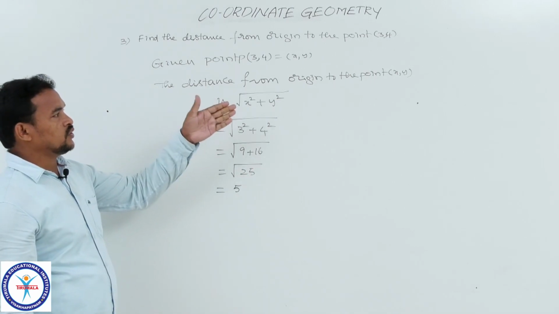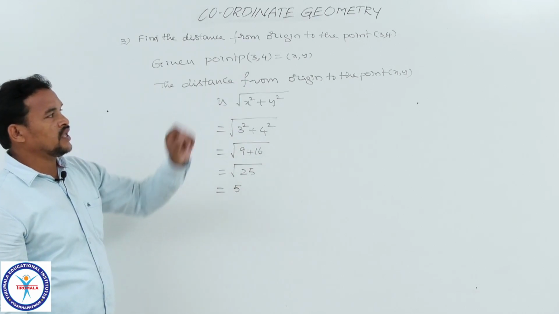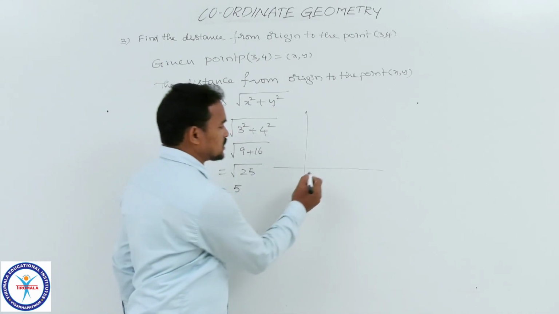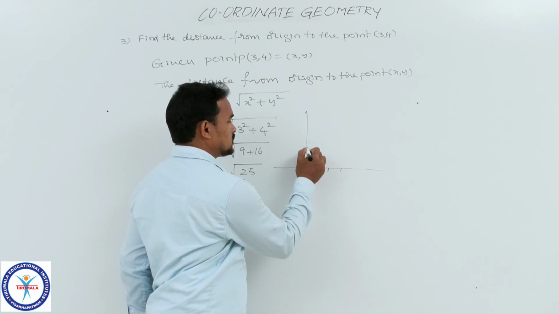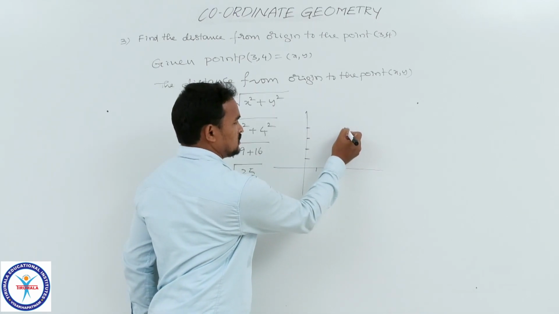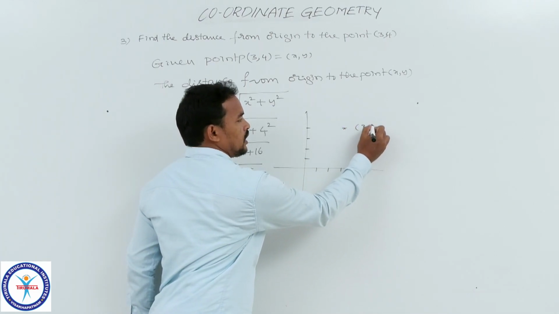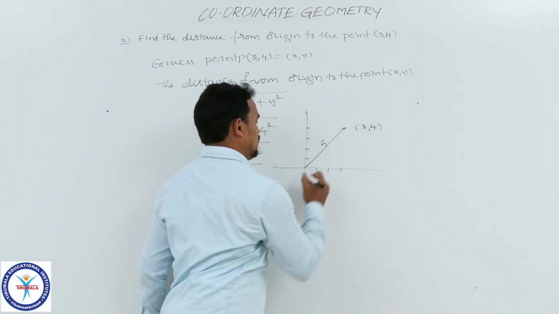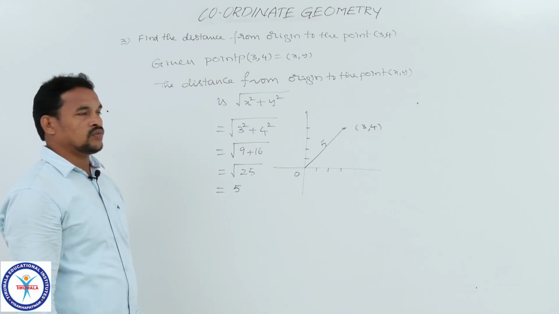Now the distance from origin to the point 3, 4 is 5. That means for the point 3, 4, on the x-axis you take 3 units, on the y-axis you take 4 units. Now the point 3, 4 is 5 units distance from the origin. Okay? Next, one more example.